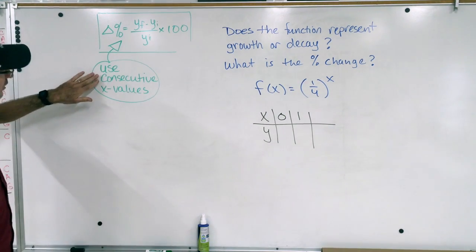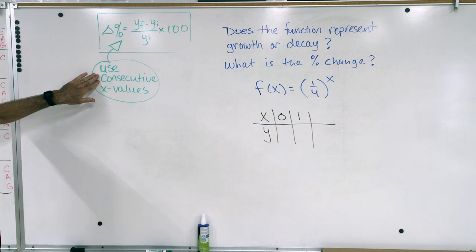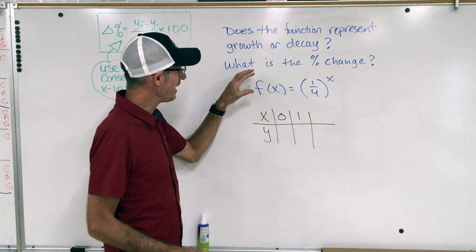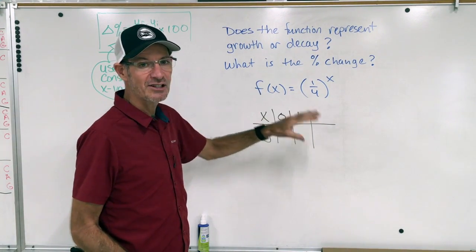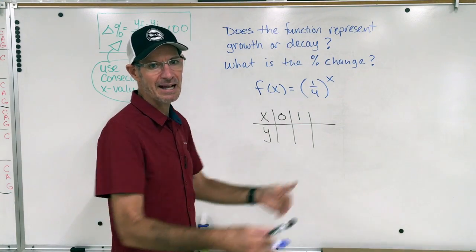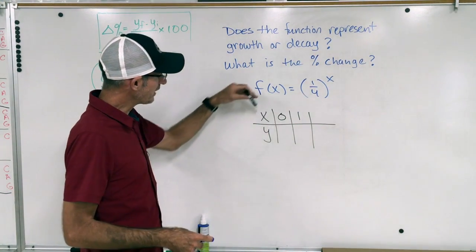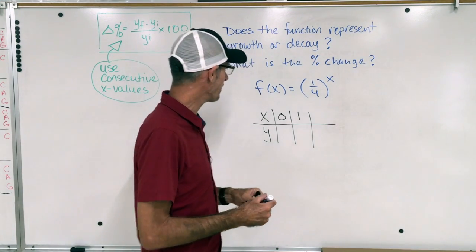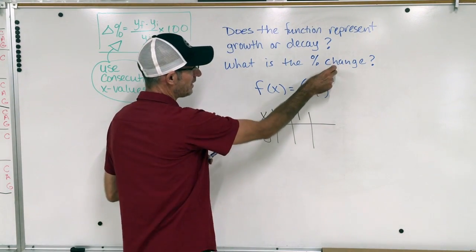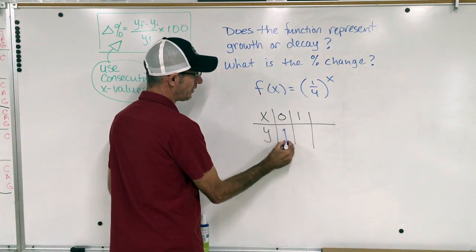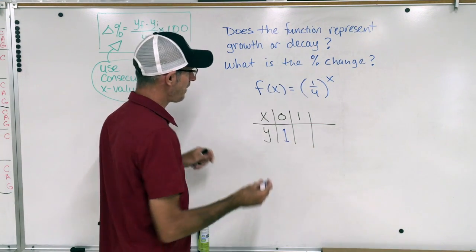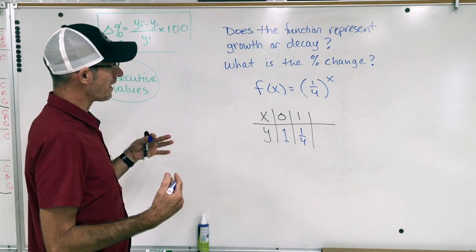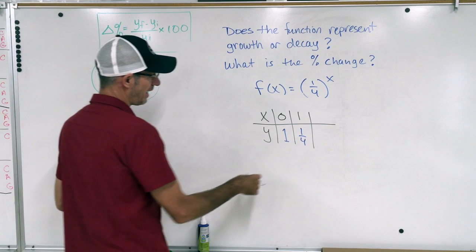Now all I need is 2 consecutive x values, and I can find my percent change because I know from the last example that in an exponential function, the percent change stays the same no matter how many x values you've looked at. So we're going to look at an x value of 0 and an x value of 1 because those are the easiest two to calculate. So if I do 1/4 to the 0 power, anything to the 0 power is 1, and 1/4 to the 1 power is 1/4.